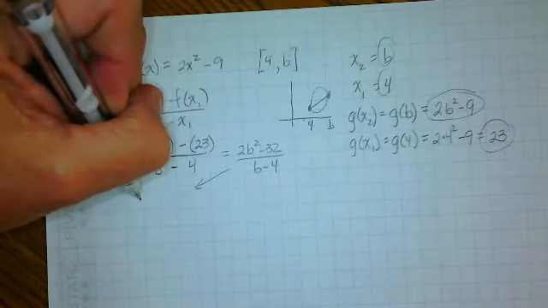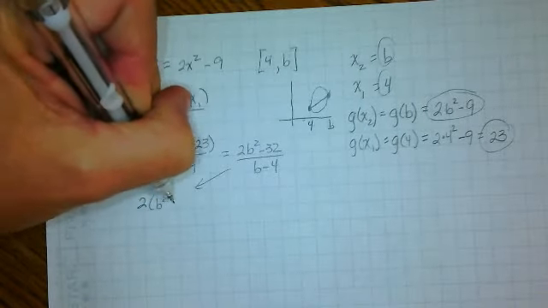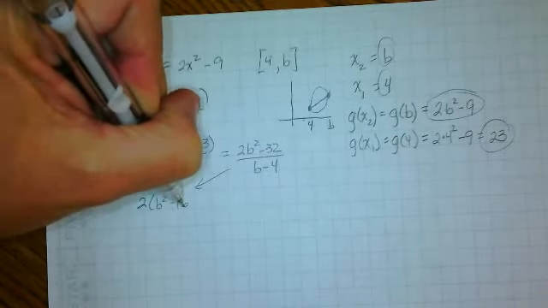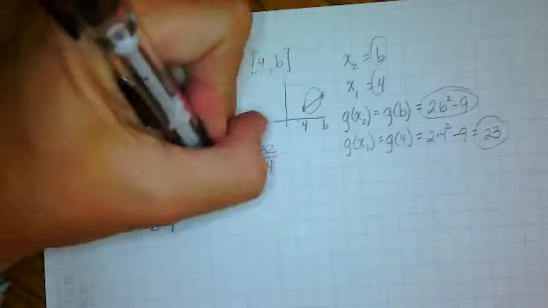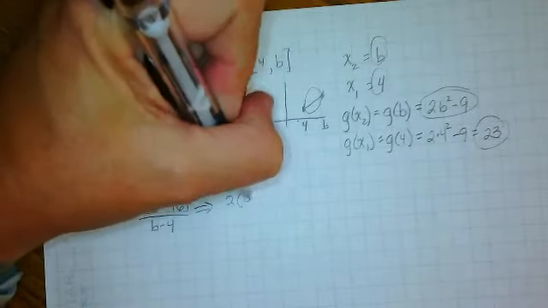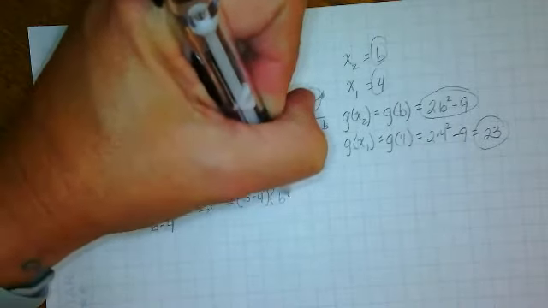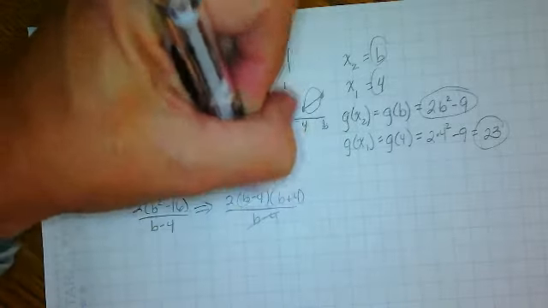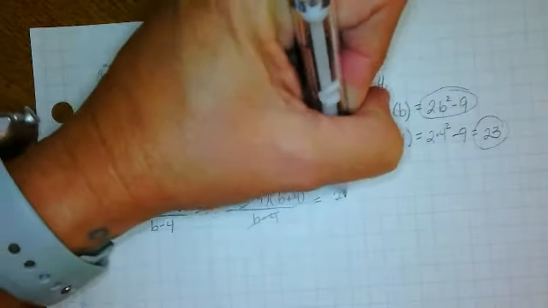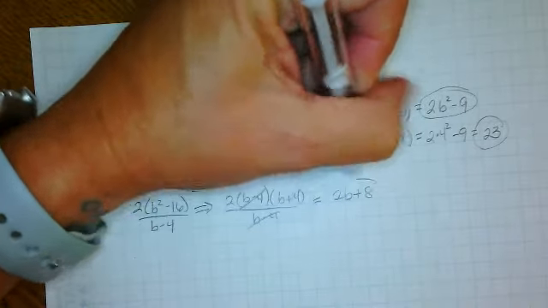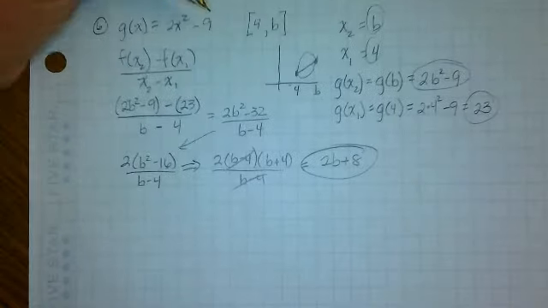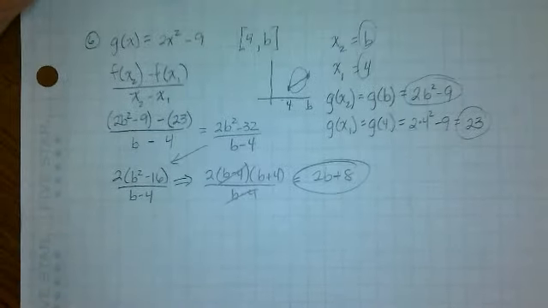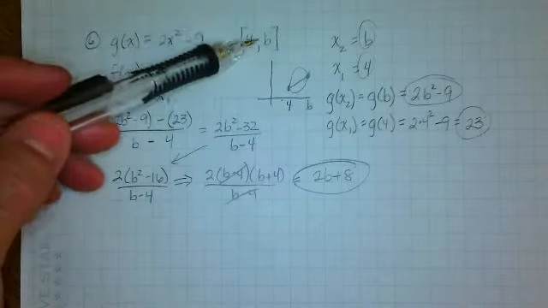And I'm already excited because I can see that the 2 is going to factor out. Let's come back over here. 2 is going to factor out. You get b squared minus 16 over b minus 4. Hopefully you're as excited as I am to get to go, wah, pretty soon. 2 times b minus 4 times b plus 4 over b minus 4 is 2b plus 8. That's your final answer.